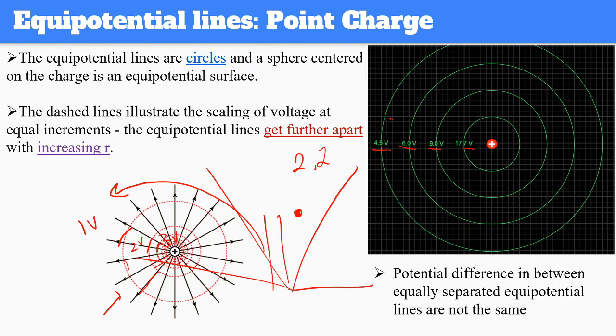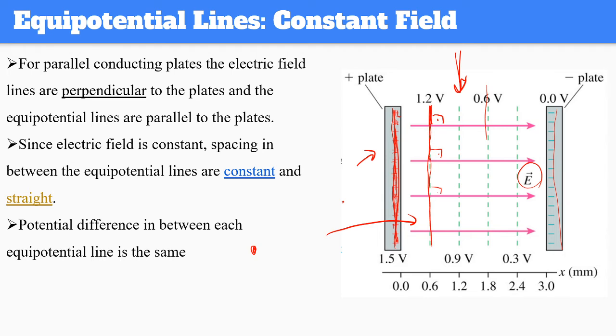And if you have a circular one, the same distance away is not going to create the same amount of potential difference. But for parallel plates, the case is a little bit different.